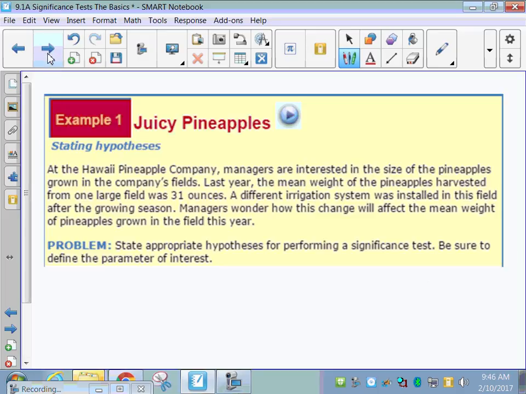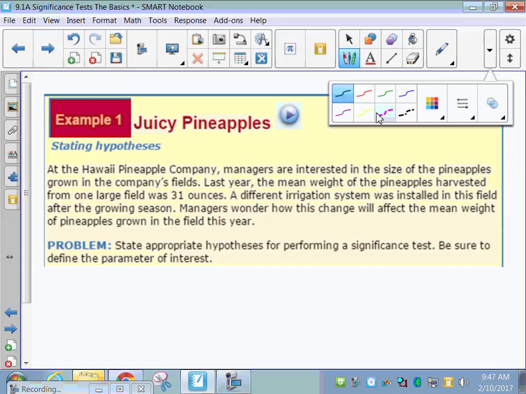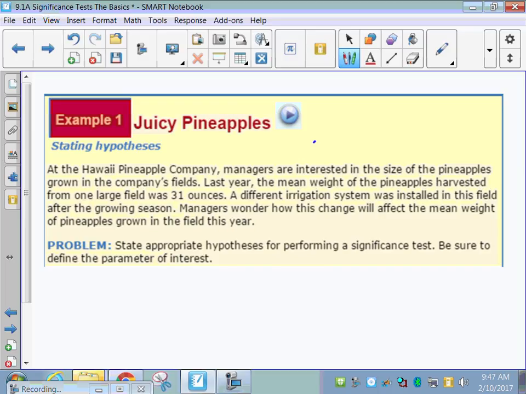Juicy pineapples. All right. At the Hawaii Pineapple Company, managers are interested in the size of the pineapples grown in the company's fields. Last year, the mean weight of the pineapples harvested from one field was 31 ounces. So now we're talking about means instead of proportions. A different irrigation system was installed in the field after the growing season. So managers are wondering how this change will affect the mean weight of pineapples grown in the field this year. Problem: state appropriate hypotheses for performing a significance test. Be sure to define the parameter of interest.